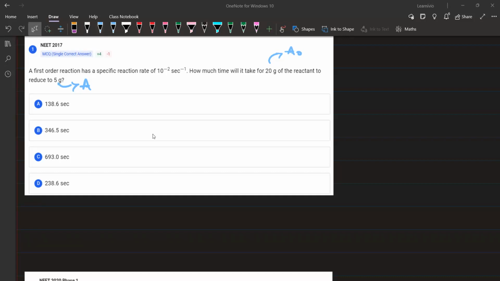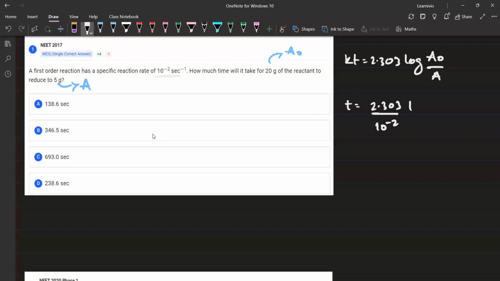Guys, here, not to this one. The same thing, you have to calculate the time. So know that kt is equal to 2.303 log of a naught by a. So time will be equal to 2.303 divided by k, that is equal to 10 to the power minus 2. Log of a naught by a is 20 divided by 5.